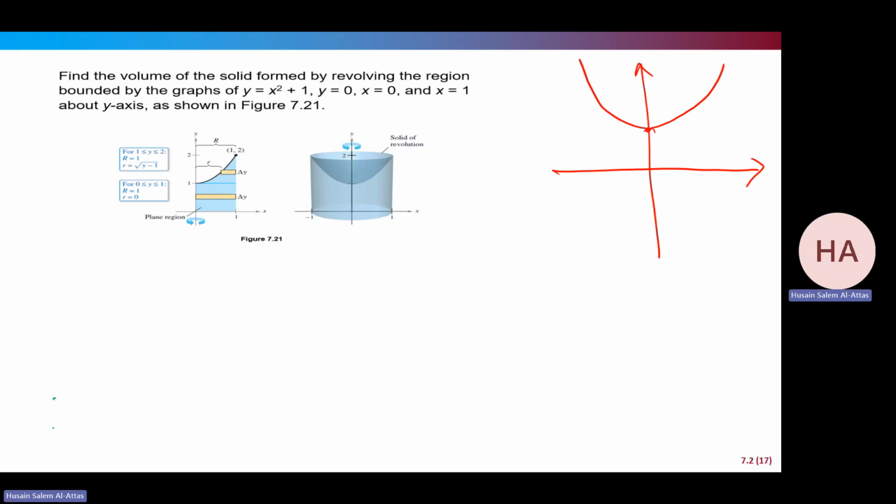Y equals x squared plus 1 about what? Y equals 0, which is the x-axis. This is y equals 0. Okay, x equals 0, which is the y-axis. And x equals 1. So this is my region. Okay, and you want it about what? About the y-axis. So this is my axis of revolution. So when I do, yeah, this is a little bit different.